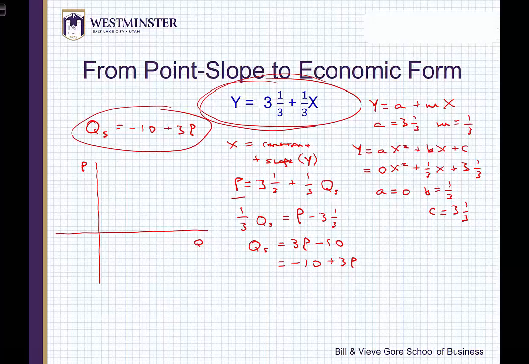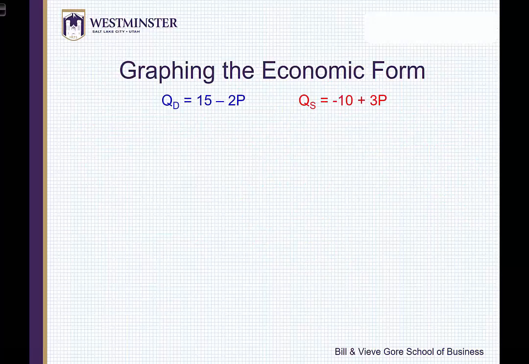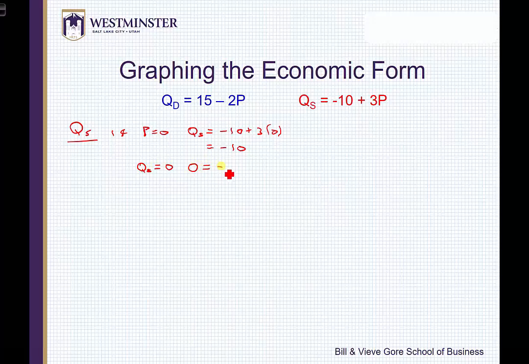Well, let's put this into a graphic form that we can use as economists. We know we're thinking about our Cartesian coordinate, but before we do that, let's find some points that we can rely on. So we're first going to find our x and y intercepts. So for qs, if p equals 0, then I have qs is equal to -10 plus 3 times 0, or it's equal to -10. And if qs is equal to 0, then I have 0 is equal to -10 plus 3p, or 3p is equal to 10, or p is equal to 3 1/3.